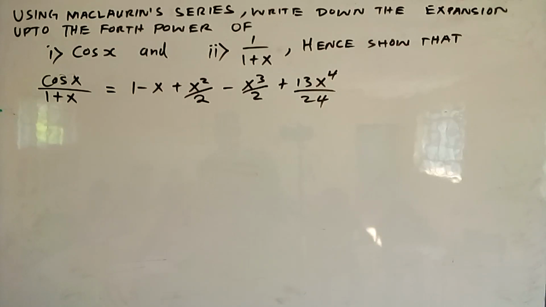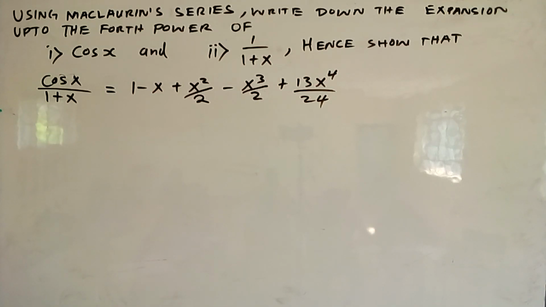Using Maclaurin series, write down the expansion up to the fourth power of (i) cos x and (ii) 1 over 1 plus x. Hence, show that cos x over 1 plus x is equal to 1 minus x plus x squared over 2 minus x cubed over 2 plus 13x to the power 4 over 24.